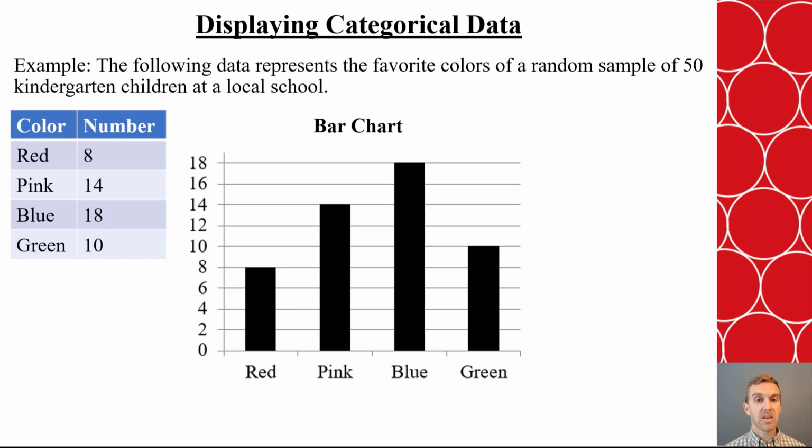Here you can see we've got the 4 colors labeled at the bottom of our bar chart. The left, our vertical axis, is labeled by 2s since all the numbers are even, and we can easily represent them on the graph. And then each has the bar that goes up to the number that it's representing.